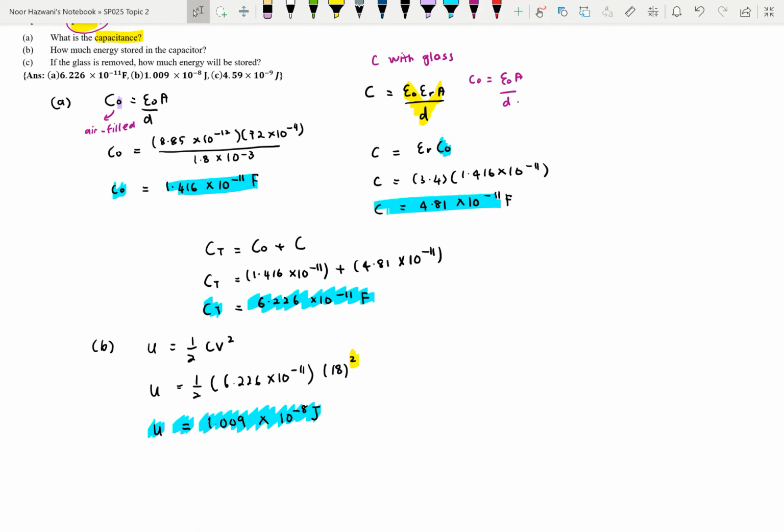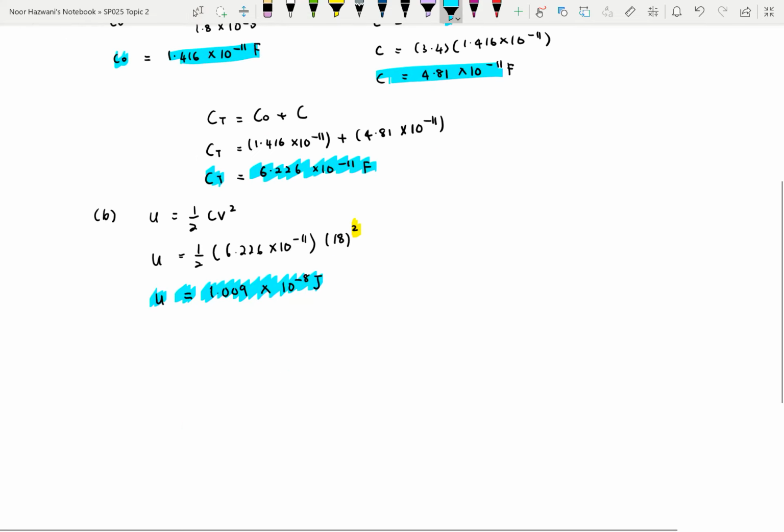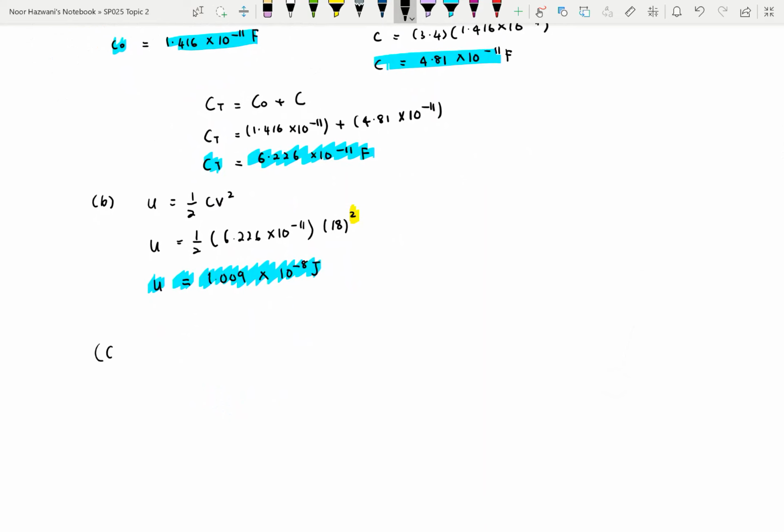Okay, part C. If the glass is removed, how much energy will be stored? Okay, now what happens to the capacitor for part C? It removes the glass. So what is left is your capacitor like this. So this is air fill. So when it is air fill, here the length will be 12. Okay, so the width will also be 12. Indeed the width is 12.